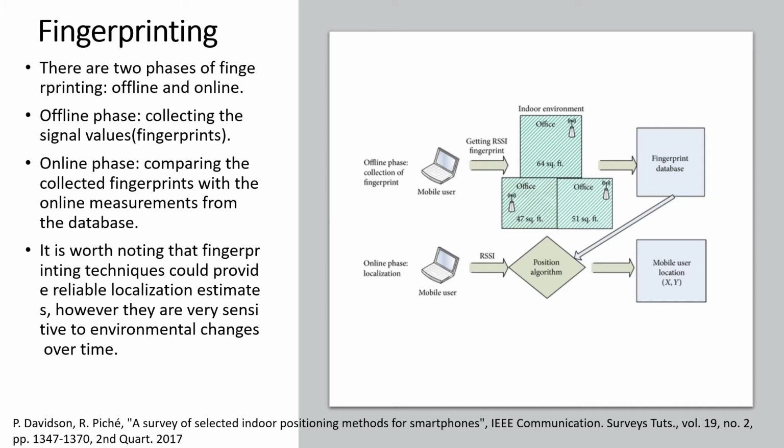During the online phase, the group of access points at a specific location may vary from the set of access points stored in the radio map, as some access points may be replaced and new access points may be added. Online positioning therefore requires a selection process for the access points. A range of algorithms are present to match offline calculations with online calculations. It is important to know that fingerprinting techniques could provide accurate localization estimates. However, they are very sensitive to environmental changes over time.